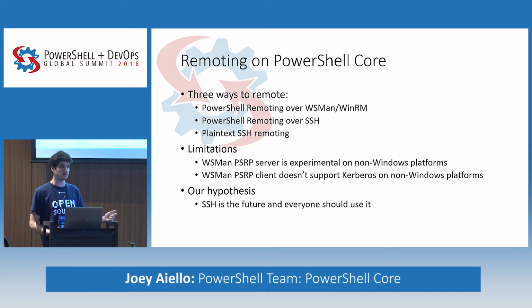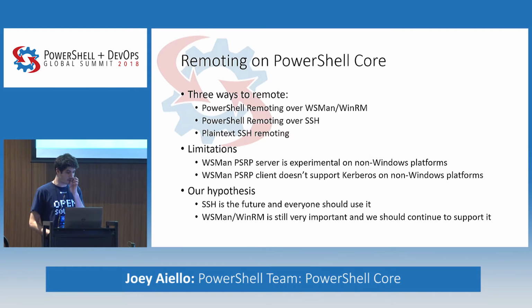If you've already got Linux machines, AWS stuff and hybrid cloud, SSH is going to be the way to go, and make sure that you really have one authentication authorization pipeline across all of your stacks. But we also know that WSMan WinRM is very important, and we should continue to support it.